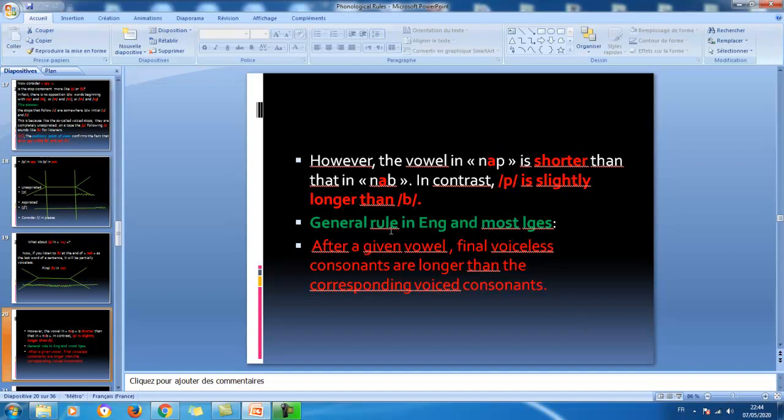Now, general rule. In English, and of course most languages, after a given vowel, final voiceless consonants are longer than the corresponding voiced consonants. And this is the end of this first part. Later on, I'm going to record for you the second part of this chapter entitled Phonological Rules.